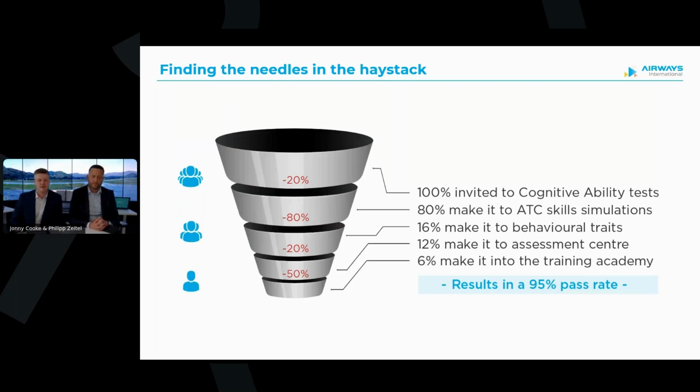And then that last layer, the assessment center. We are down to about 12% of those who initially applied have been excluded before we even bring them into that in-person assessment. Of that 12%, we're then cutting that in half again, effectively. And again, it varies depending on the size of the group.